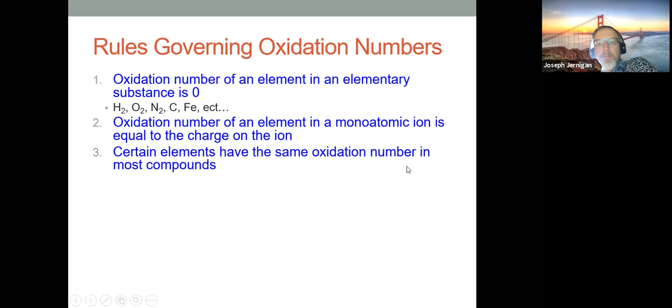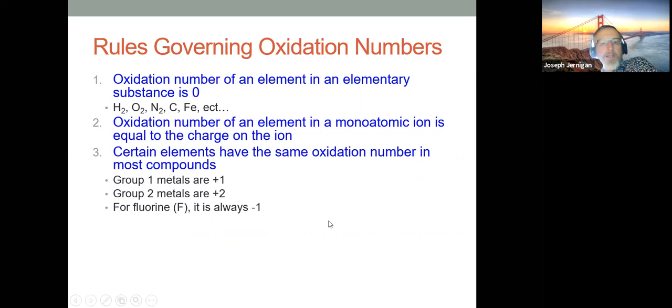Certain elements have the same oxidation number in most compounds. You know, group 1 metals, I just mentioned sodium +1, group 2 +2, that's your calcium metals, right? And then fluorine is always -1. You just simply cannot oxidize fluorine. You can get it to 0 in its elementary state, but fluorine is so electronegative. It doesn't oxidize, okay, other than to 0.